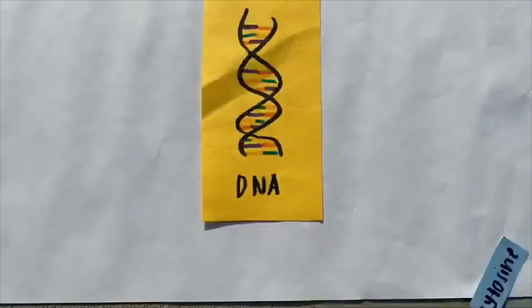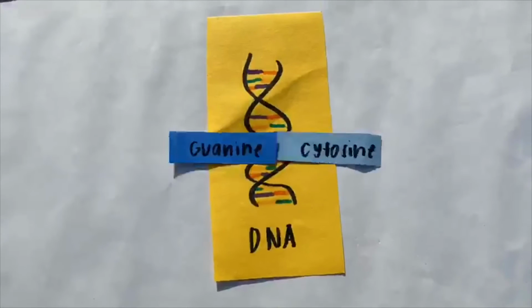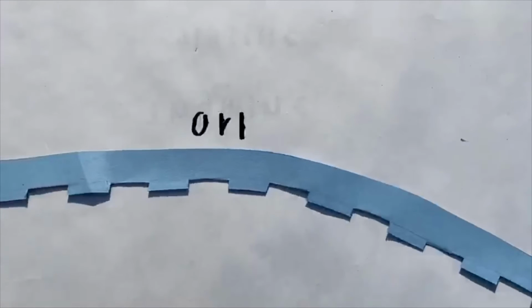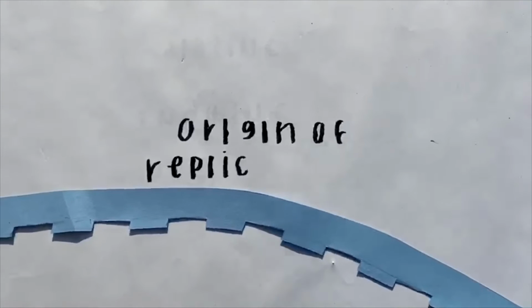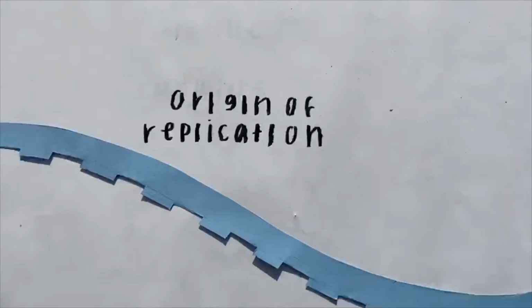Complementary base pairing ensures that the two daughter molecules are exact copies of the parental molecule. When the parental molecules separate, each serves as a template on which nucleotides are arranged into new complementary strands. The replication of chromosomal DNA begins at the origin of replication, which has a specific sequence of nucleotides.